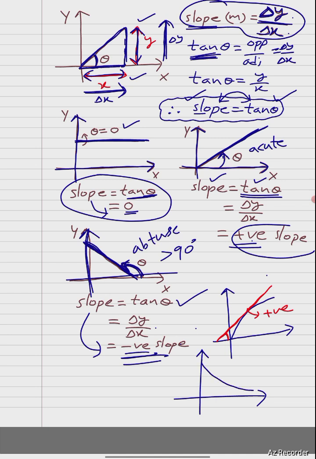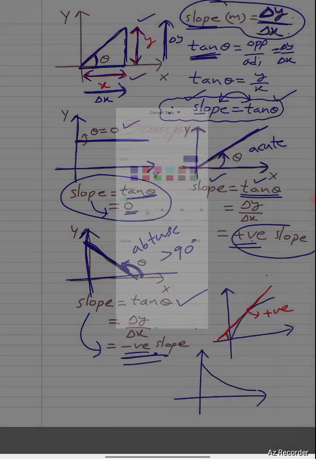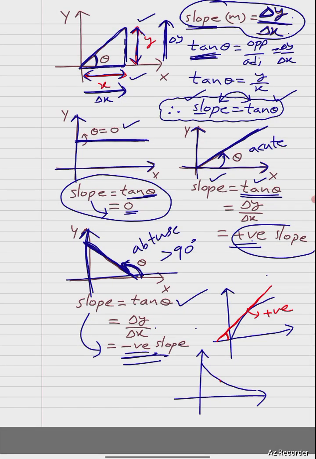Suppose the graph is like this. Now at a given point, suppose the point is given here, and you want to find the slope. So draw a tangent over here. Now you remember the angle cannot be taken from this direction. It should always be taken from the x-axis, like this.